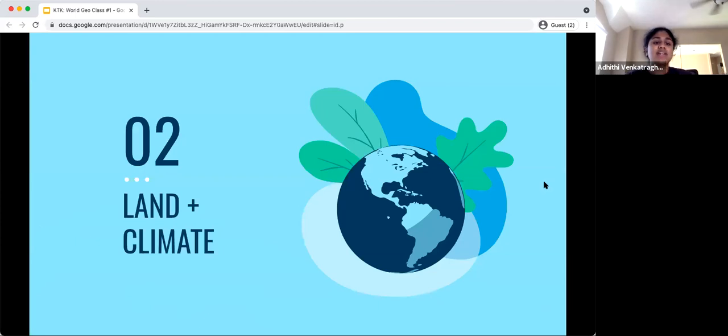The second part is land and climate. Land and climate are really big parts of physical geography. To understand physical geography and why these countries and why these continents are shaped the way that they're shaped, you have to understand landforms and climate and plate tectonics. So we're going to go into that right now. It's the most sciencey part of geography that we're going to get into.